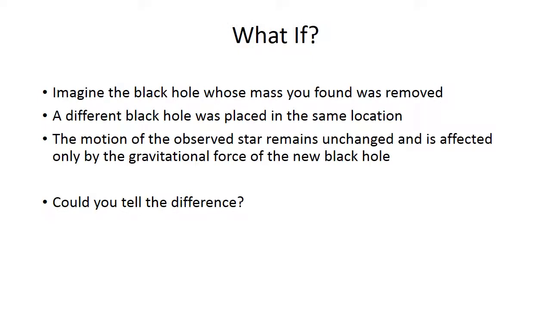For the what if question, what would happen if we replaced the black hole with a different one in the same location? The motion of the star does not change, but can we calculate a different mass for the black hole? It seems that since we calculated the mass of the black hole based solely on the motion of the star and the position of the black hole, we could not detect a difference since those two variables remain constant. We would get the same data and therefore the same mass of the black hole.